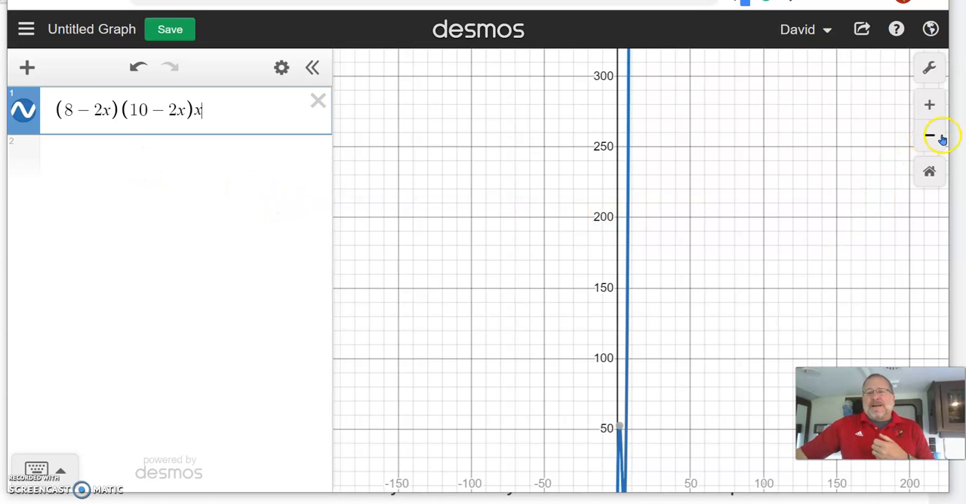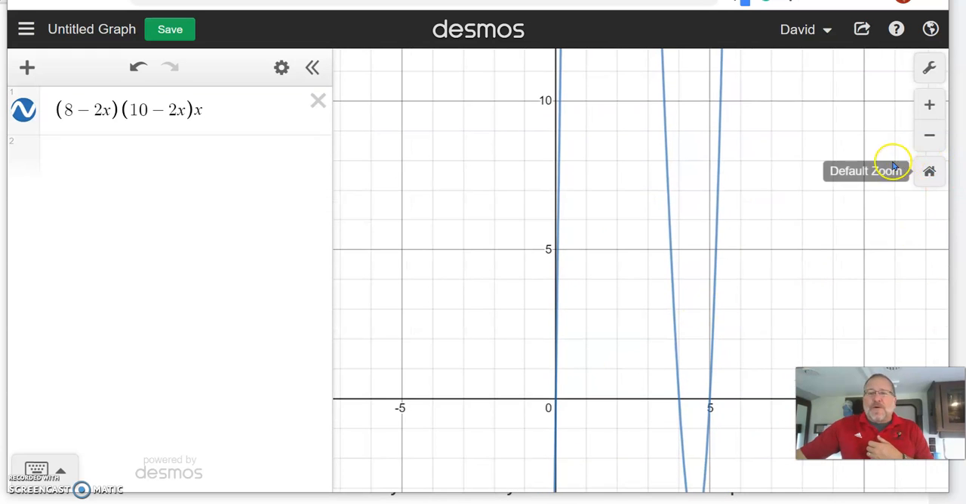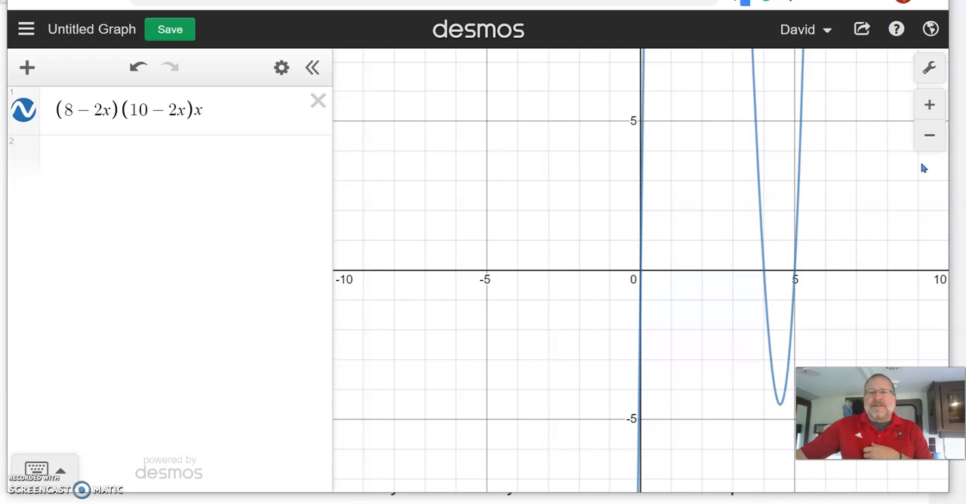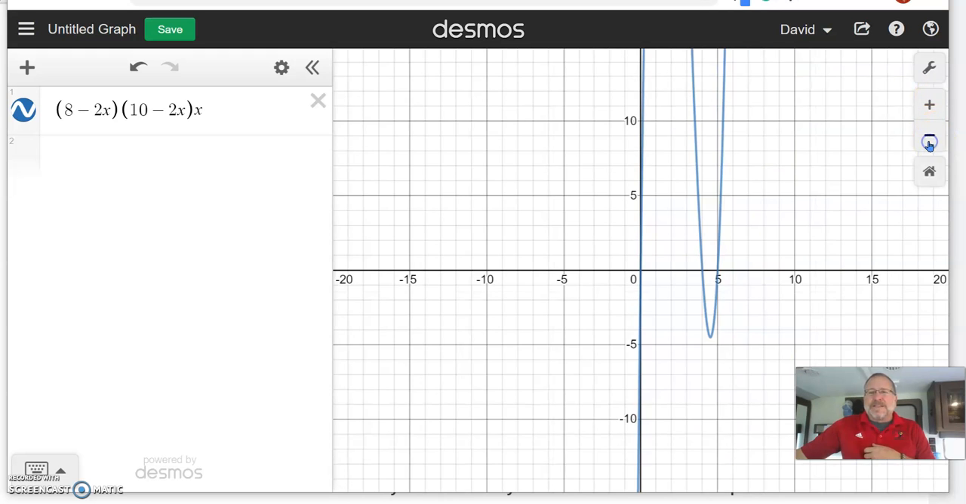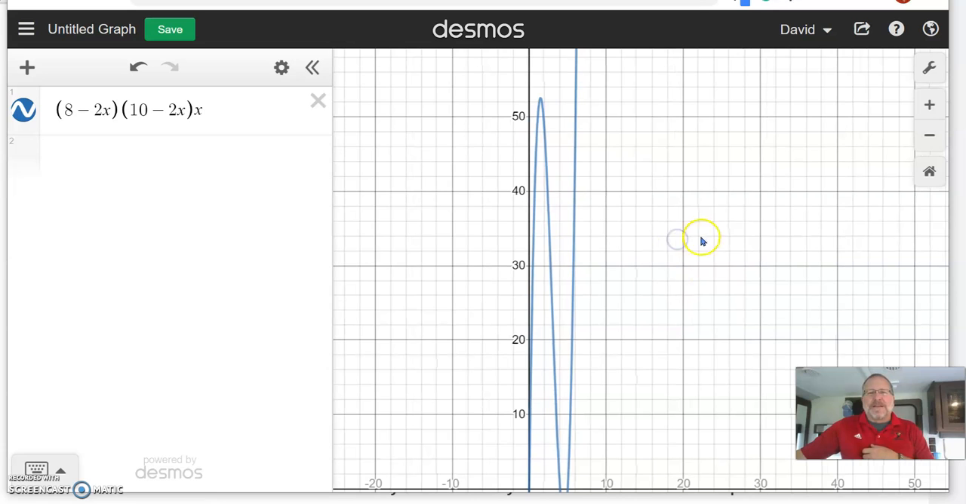Cool. And let's go back to the home. There we go. Okay, if you use this home button, it takes you right back to the standard screen. And then you can use these zooming in and out buttons or just click and drag. There's other ways of doing that.